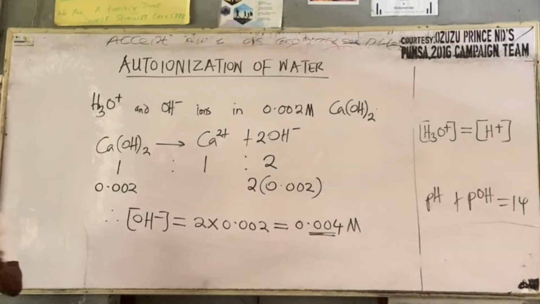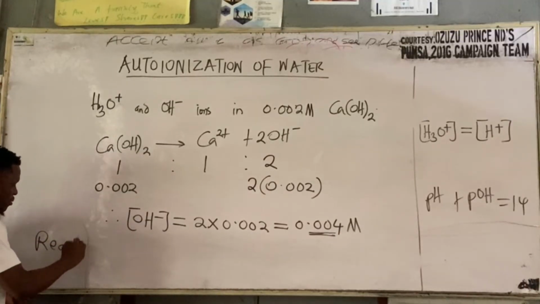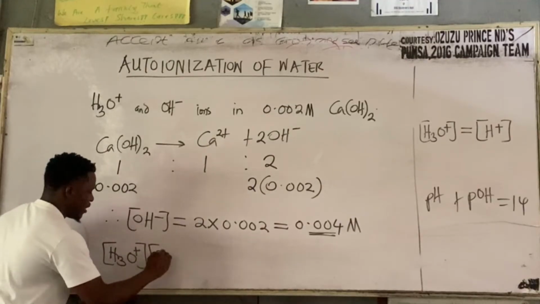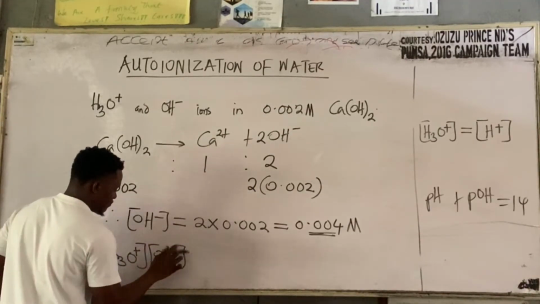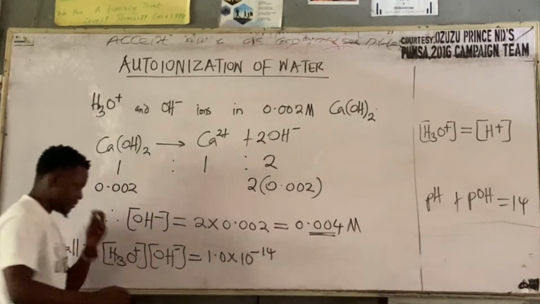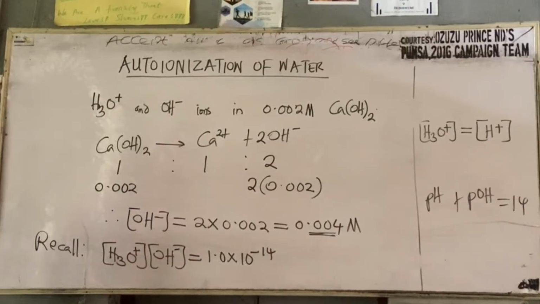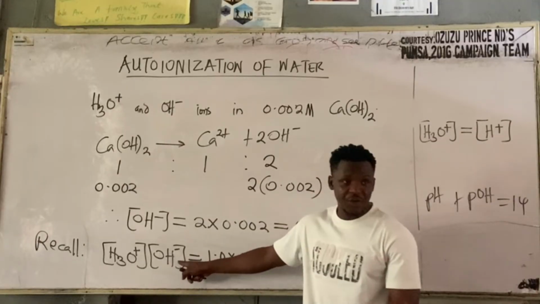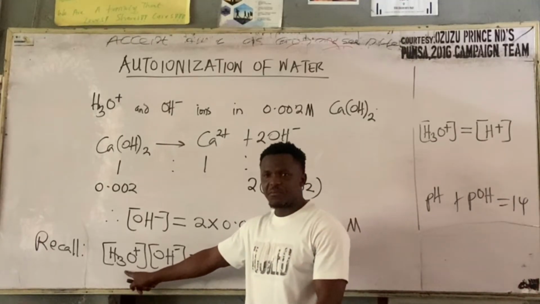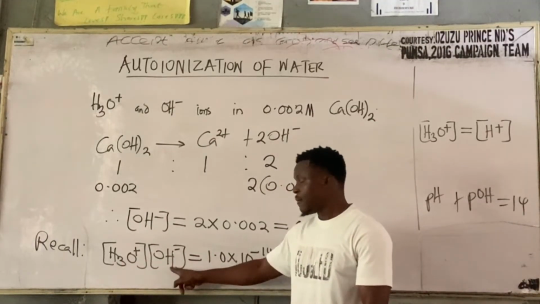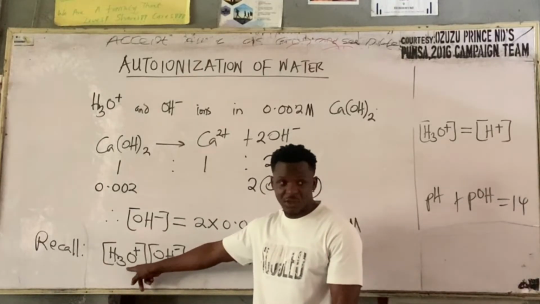Now, they asked us to solve for H3O+ at once. Recall that H3O+ times OH- is equal to 1.0 times 10 to the power of what? Minus 14. So if I make H3O+ the subject of the formula, since I know OH- already, it simply means dividing both sides by OH-, so that H3O+ can stand alone.